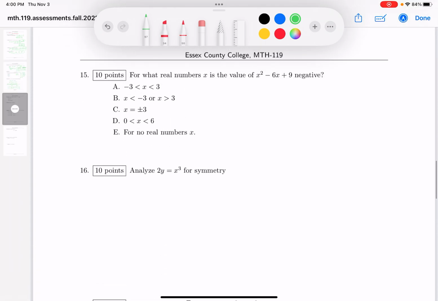For what values of x is this polynomial negative? We'll just write it down. x squared minus 6x plus 9. When is it less than 0? Factor it. It factors to (x minus 3) squared less than 0.